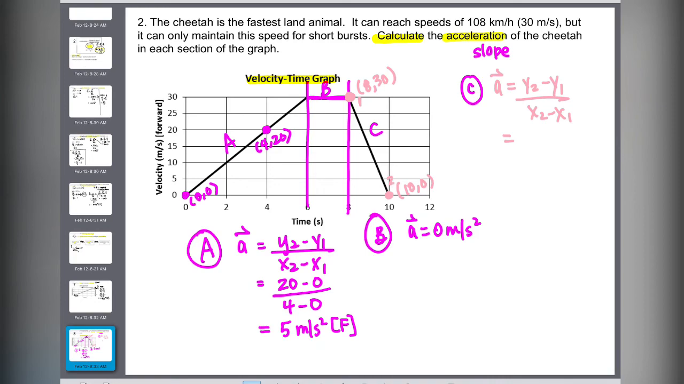Remember which one is 1 and 2? I think I still have people who are confused about that. This is your 1 and this is your 2. The earlier time is your 1 and the later time is your 2. This should work out to be a negative slope. I'm slowing down, right? So let's see if it's negative. So y2 is 0 minus y1, which is 30, divided by x2, which is 10, minus x1, which is 8. So 0 minus 30 is negative 30. 10 minus 8 is 2. I got the answer to be negative 15 meters per second square.